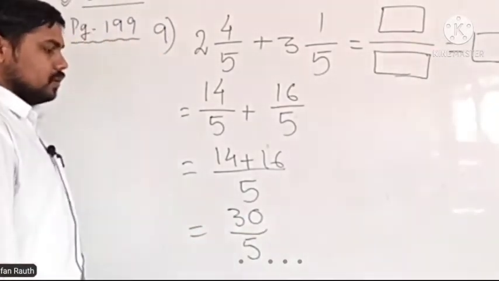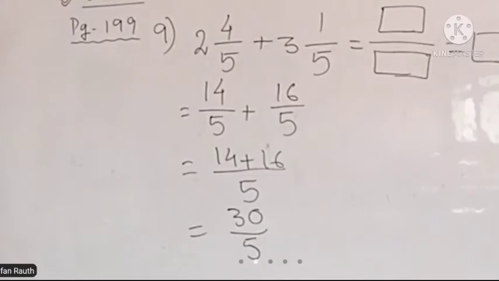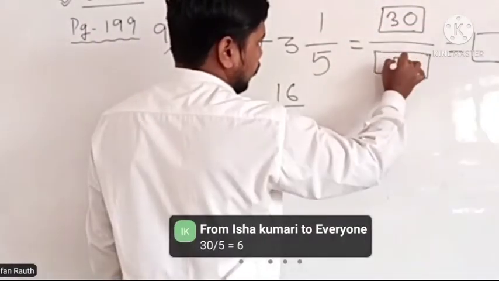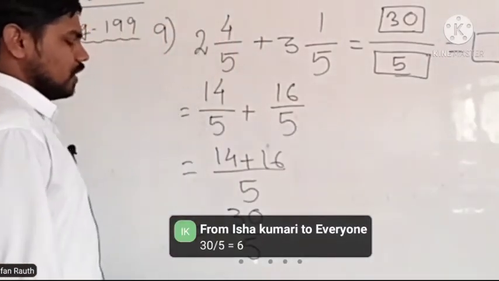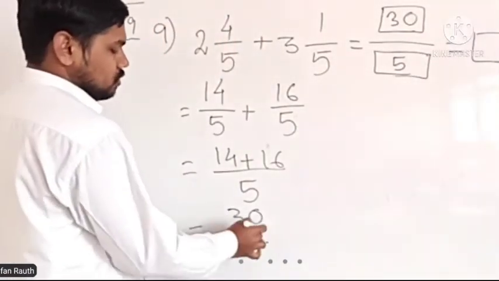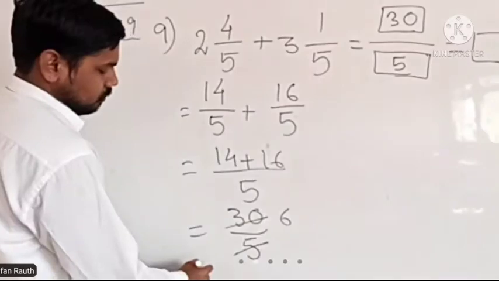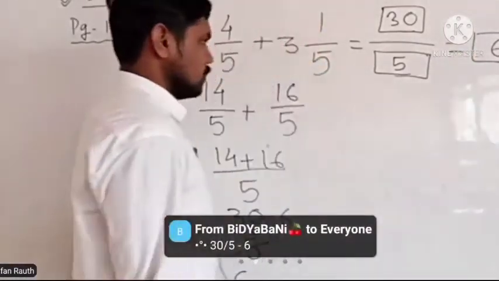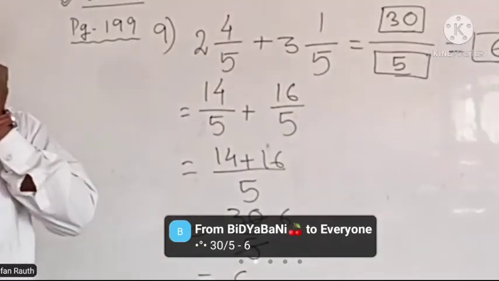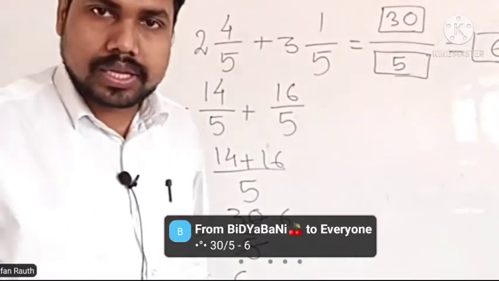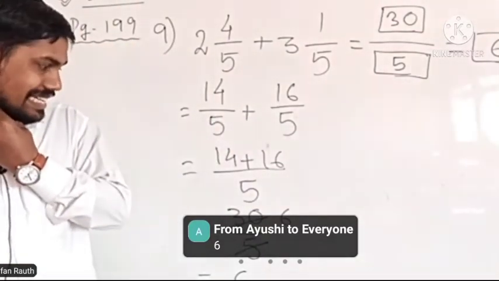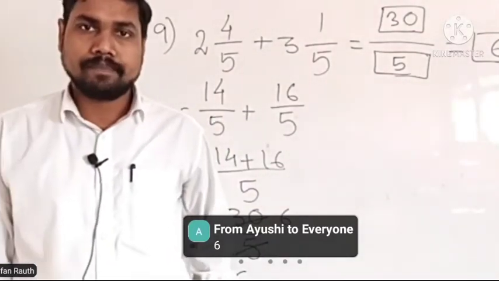Okay, 30 divided by 5, so here 30 divided by 5 means this will cancel out. So 5 sixes are 30. So here we will cancel this out. 5 times 6 is 30, so 6 will be the answer. That means here it will be 6. Okay, so exactly 30 by 5 is equal to 6. So very easily you can answer or do this type of questions.